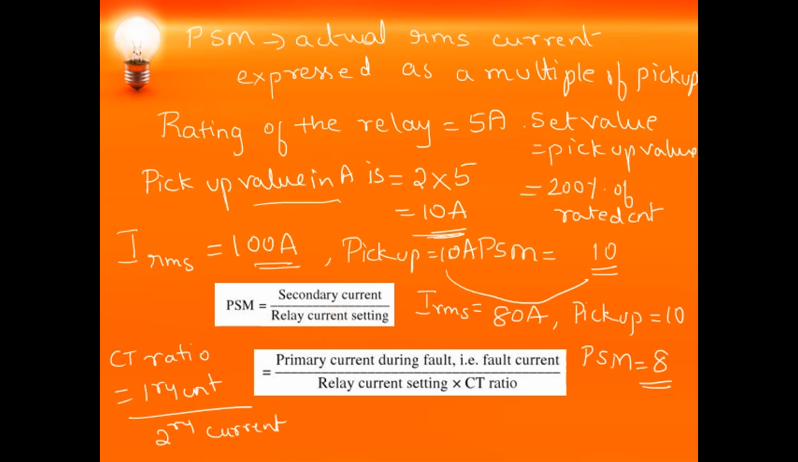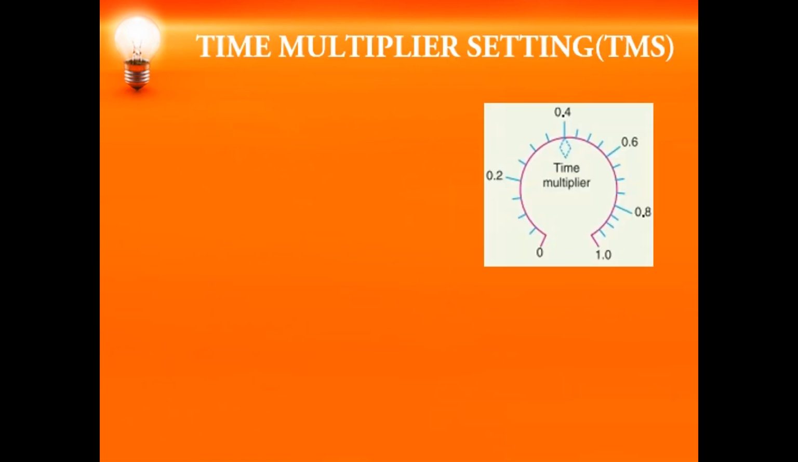So while plotting the time current characteristics of any overcurrent relay, we consider PSM along the x-axis and the operating time along the y-axis. Next comes, we can also set a time for which the relay has to operate. See, we have seen in a definite time overcurrent relay and instantaneous overcurrent relay, where the operating time is already set. Irrespective of the magnitude of the fault current, the relay will operate at the same time. So the operating time is constant.